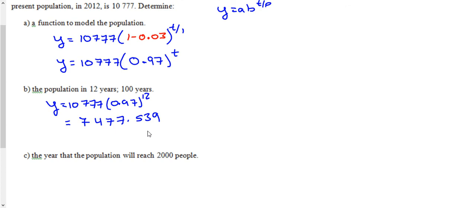7477.539. And of course, because this is a population question, we can't have decimals in our population. Round to the nearest whole. 7478 people remaining there after 12 years.